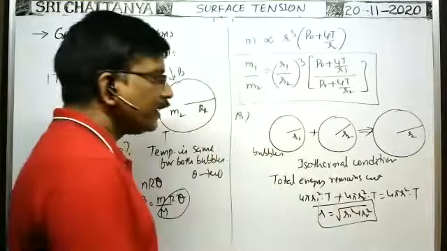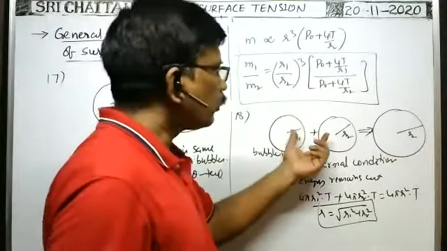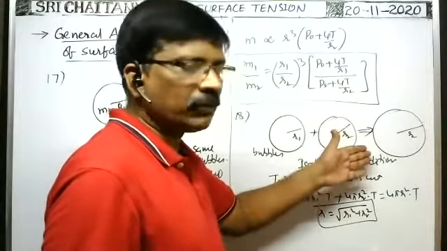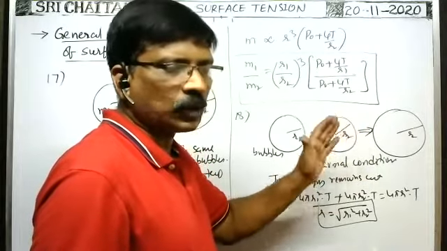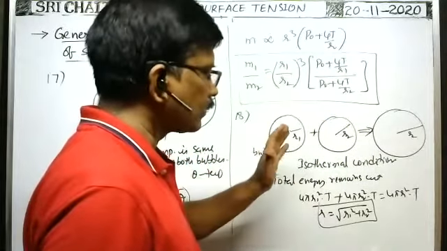Already in this case, whenever two bubbles are put in contact, we derived the radius of the interface. R1 R2 by R1 minus R2 we got. That is the radius of the interface.